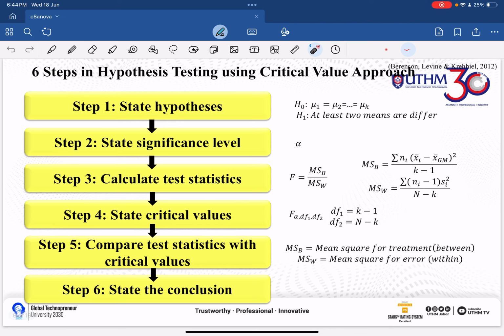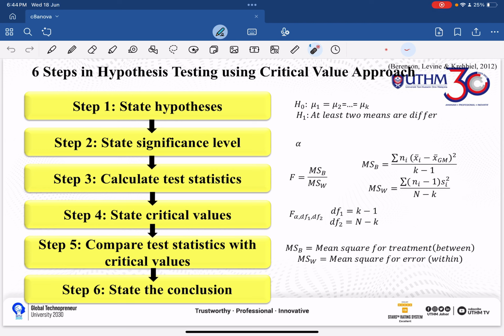So what are the steps involved in this ANOVA? If you look here, it is similar to the hypothesis testing chapter. We have 6 steps. First is to state the hypothesis. Second is the significance level. Number 3 is to calculate the test statistic. The fourth is to state the critical value. Then we compare the test statistic with the critical value. And then we make conclusions.